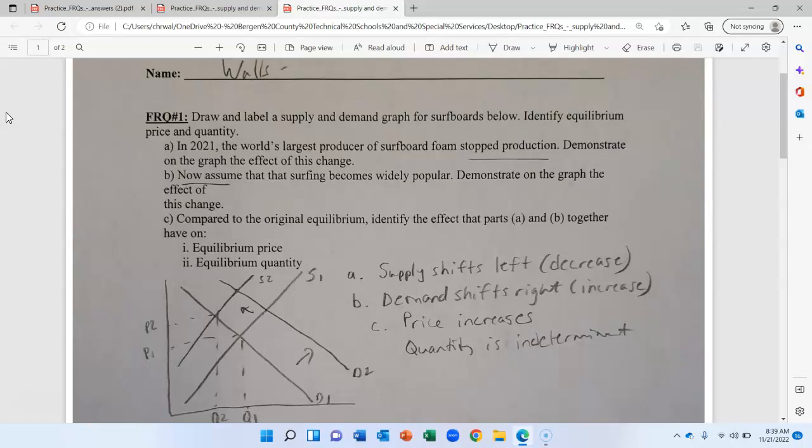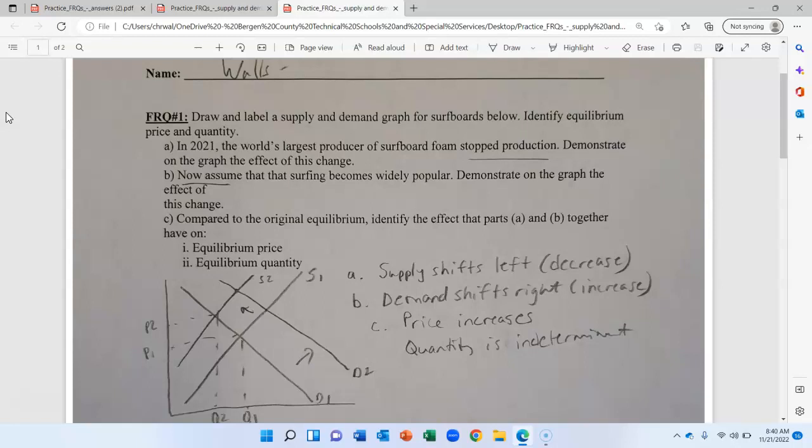And then for part C, what happens compared to the original equilibrium and price, which is at Q1, what do we see when we look at the second equilibrium quantity and price, okay, after the demand increase and the supply decrease? And I don't really have the quantity labeled well on the x-axis, but that's because the quantity is indeterminate, right?